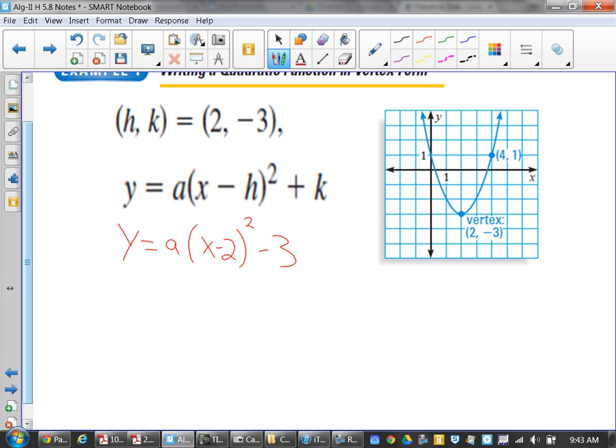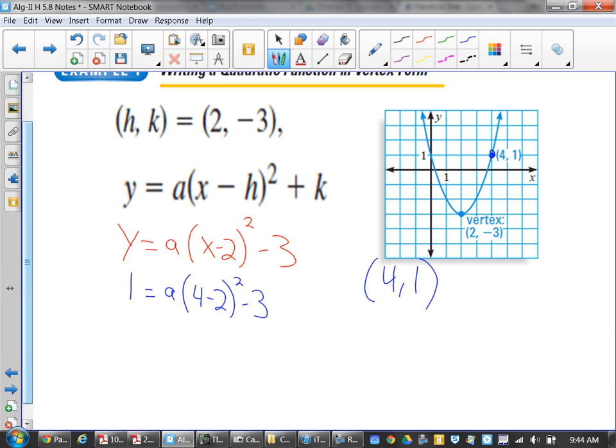All right. Now, I have an ordered pair on that curve. What's that ordered pair? The point that I have on the curve is at 4 and 1. What does the 4 and 1 represent? X and y. What does that allow me to solve for? Very good. So if I substitute in for x and y, I can solve for a, and then I can write it in vertex form.